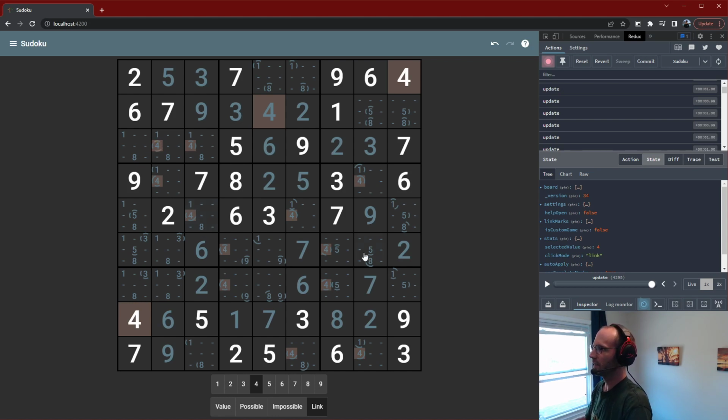Not an 8. 8. Gosh, if I could just get myself back around to placing in this column. So that was a 1.